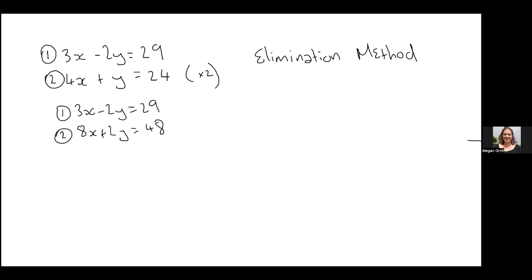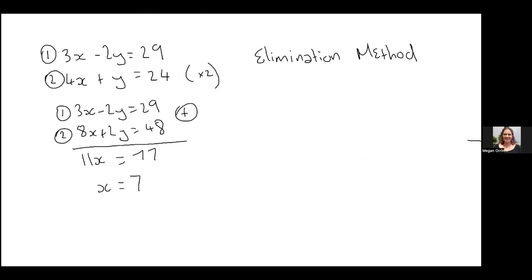Now what I'm allowed to do is either add them together or subtract them from each other to delete one of the variables. Obviously y is the thing I'm trying to get rid of. Should I add them together or subtract them from each other to make y disappear? Add them, right? Because -2 plus 2 is 0. So I'm going to add these two equations. What's 3 plus 8? 11. The y's disappear. What's 29 plus 48? 77. So x is 7. I'm adding them together so that these disappear. If they were both positive or both negative, I'd be subtracting them, right?